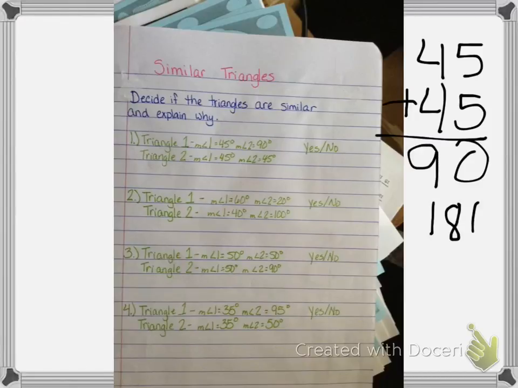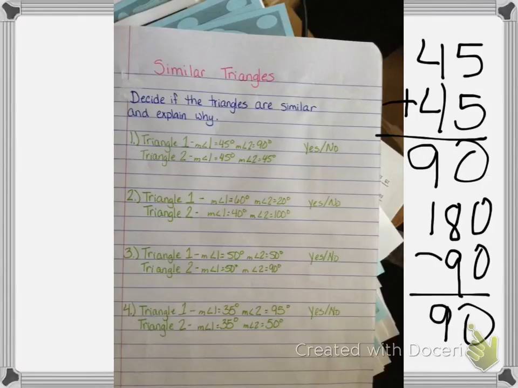So we walk through the steps. Your third angle would have to be 90. So on this second one, we have 45 and 90, and we have 45 and 45. So those are the 3 angles that we need. So yes, that is in fact similar. So you're going to go through the other 3 and do the same thing.